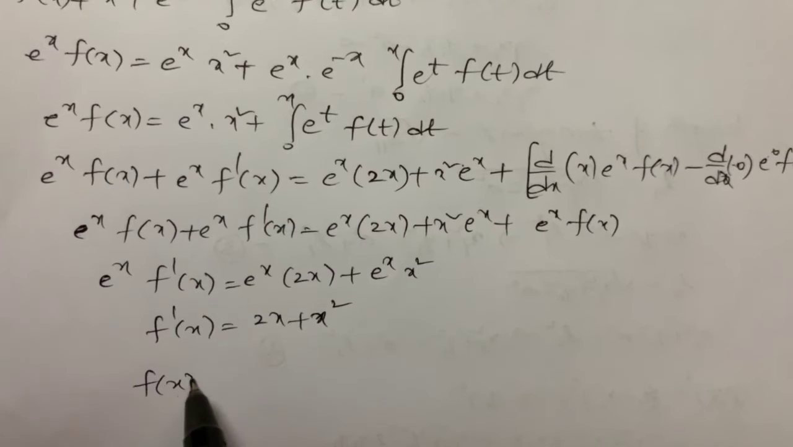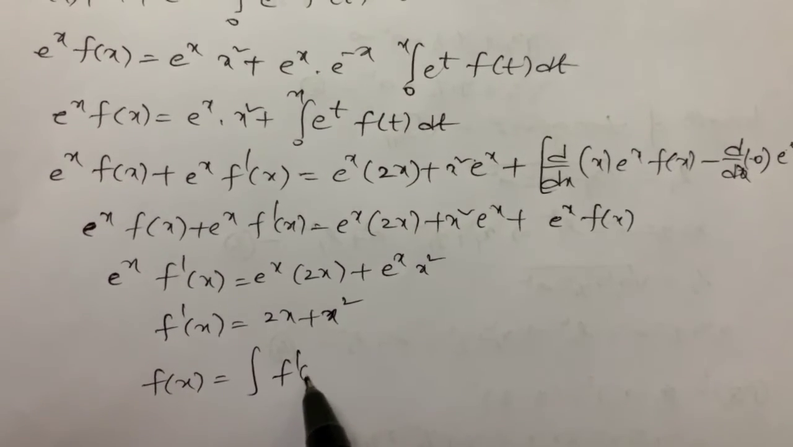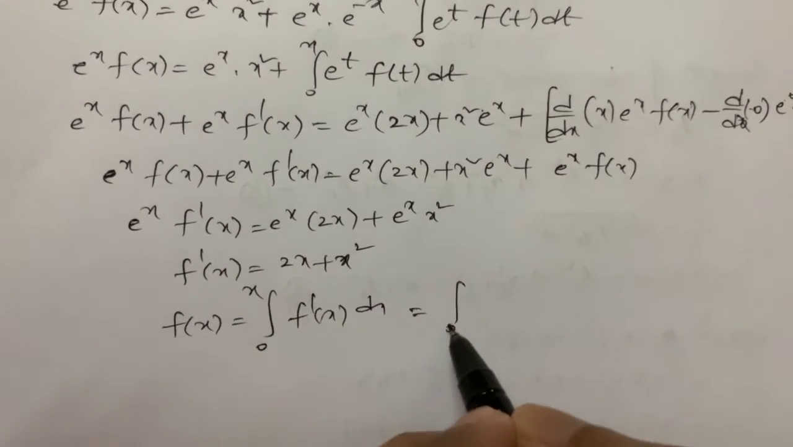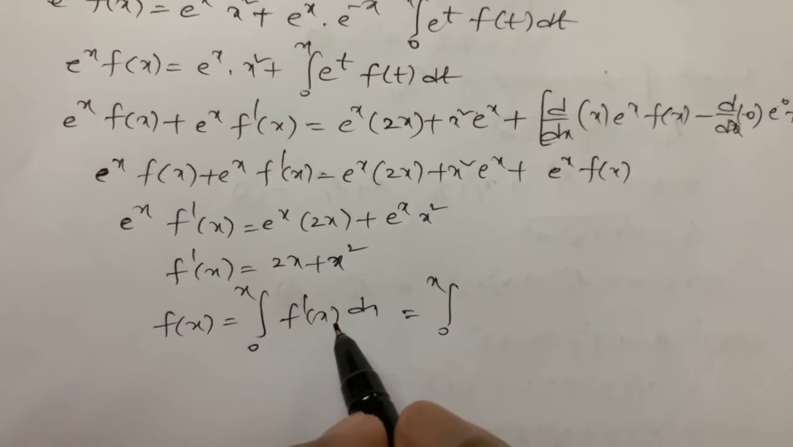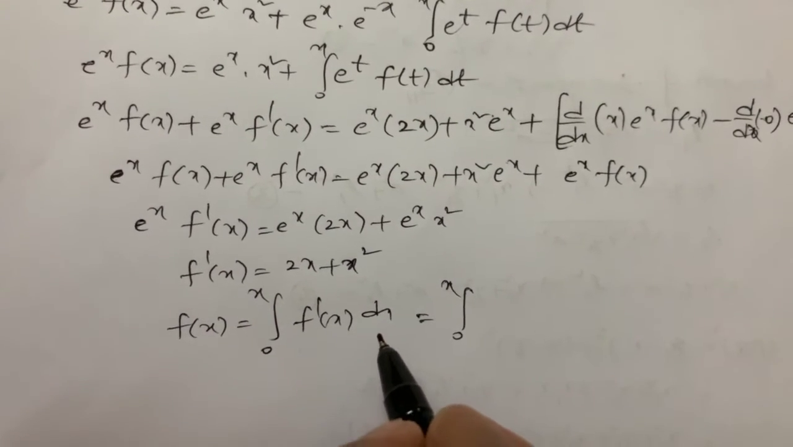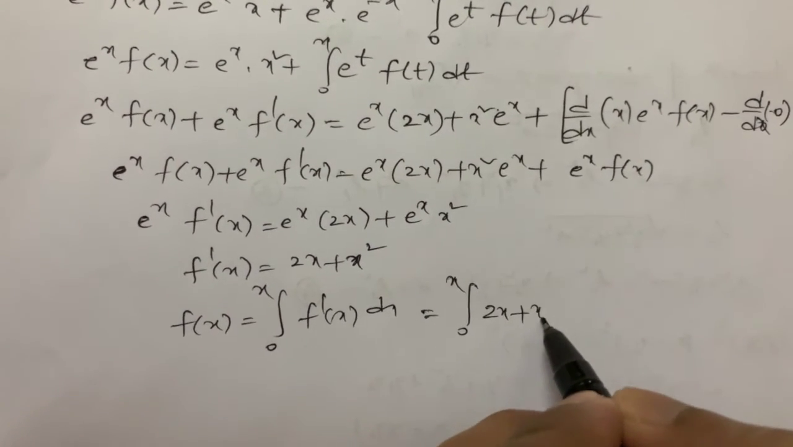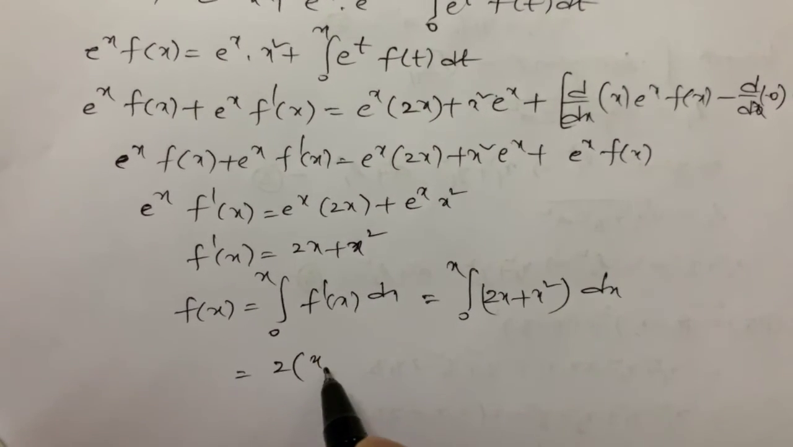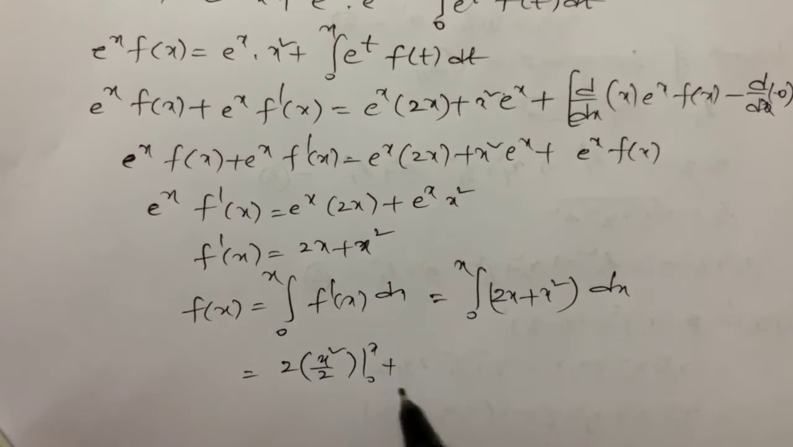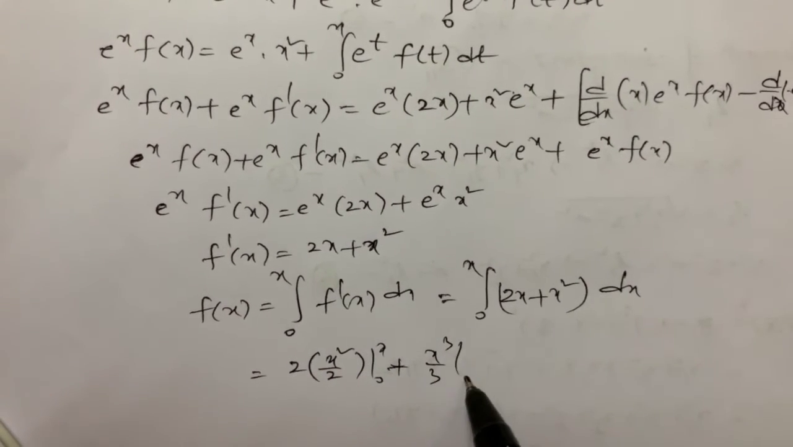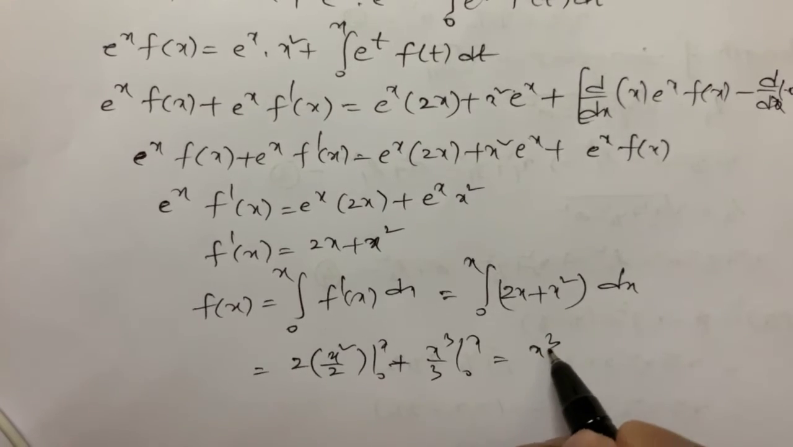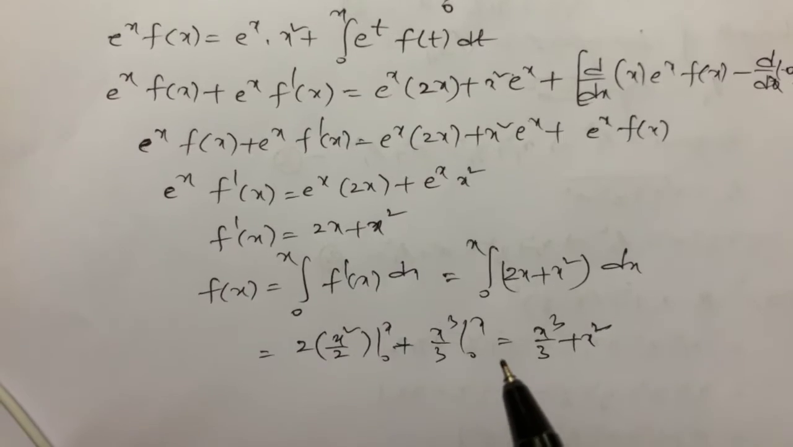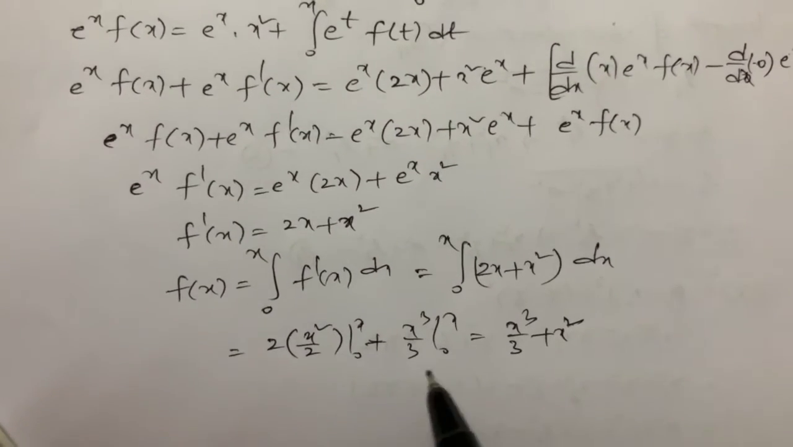So f of x is equal to integral of f dash x dx from 0 to x. So integral 0 to x of 2x plus x square dx. This is 2 into x square by 2, 0 to x, plus x cube by 3, 0 to x. So it will be x cube by 3 plus x square. So this is f of x.